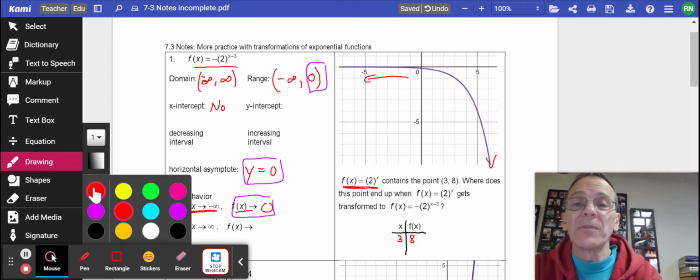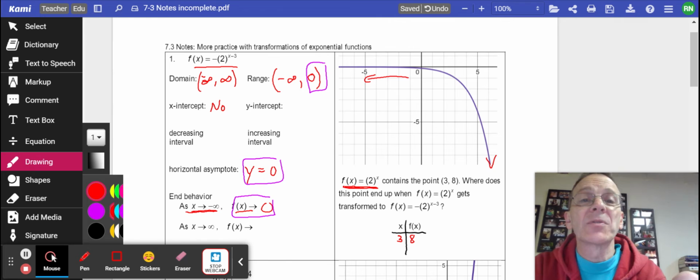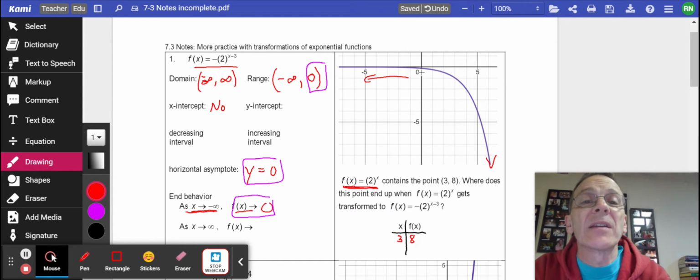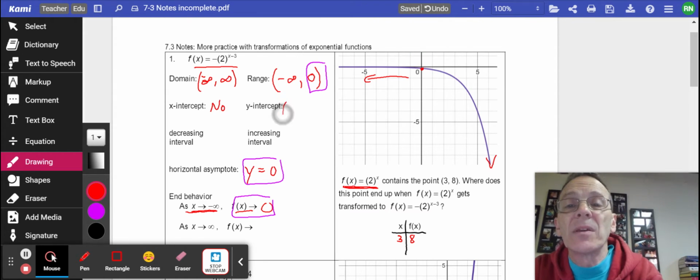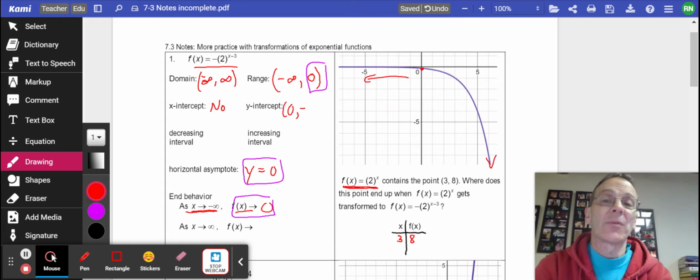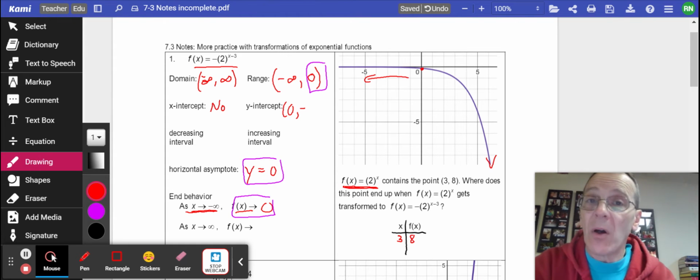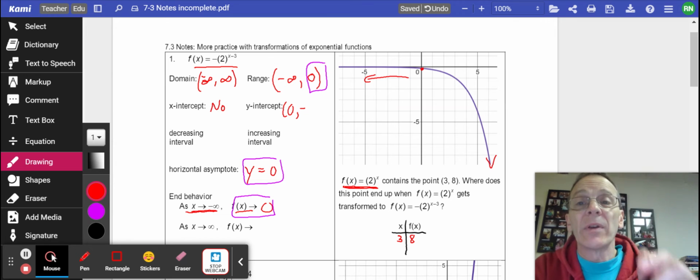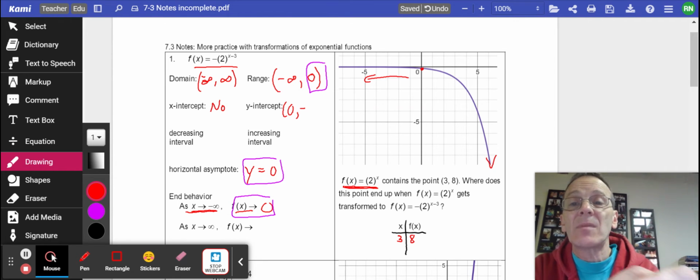Well, we skipped over a couple of these questions. Y-intercept, there is a y-intercept on this graph. We can see that it is ever so slightly below the origin. So it's going to be 0 comma negative something really small. How do we find it precisely? The same way we always find a y-intercept. Plug 0 in for x.